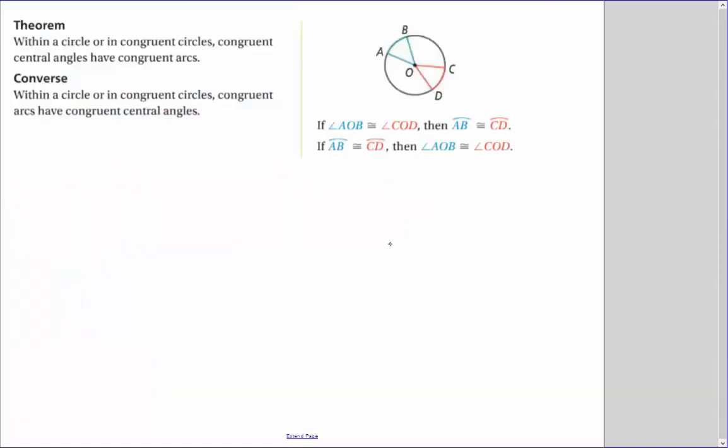So we have our first theorem, which states that if our central angles are congruent, then our arcs are also congruent. So if I know that the central angles AOB and COD are congruent, I know that the arcs are also congruent. And vice versa. If I know the arc AB is equal to arc CD, then I know that the central angles that correspond to those arcs will also be congruent.